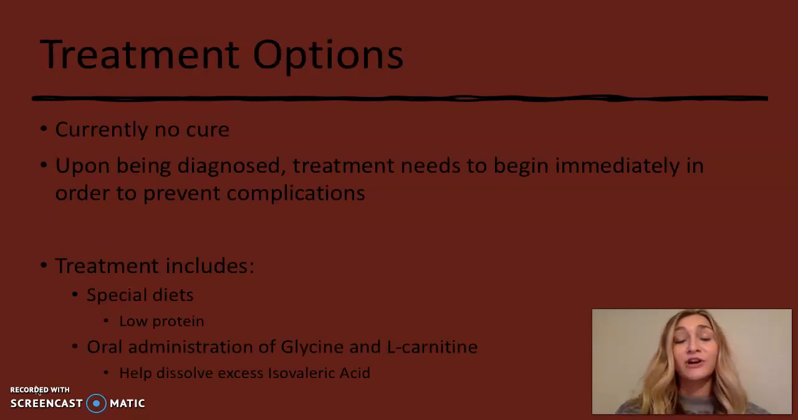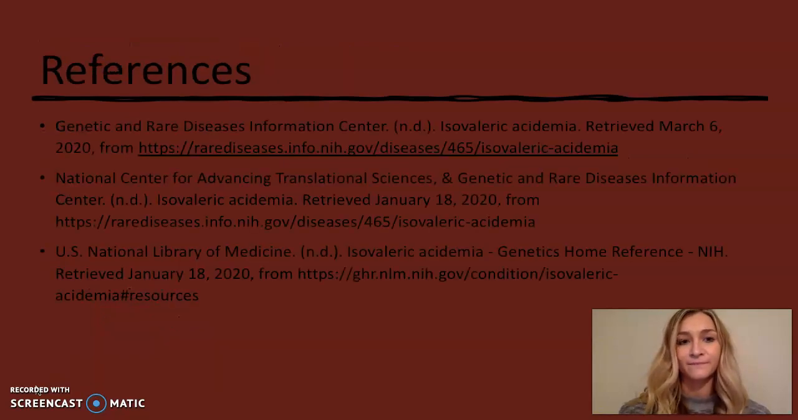Treatment options: there's currently no cure, but not to say there won't soon be. Upon being diagnosed, your treatment needs to begin immediately to prevent complications that can occur from the organic acids building up within your body. Certain treatments that are currently used the most to help the side effects of this genetic mutation are special diets that are low in protein, and then oral administration of glycine and L-carnitine. Both of these will help dissolve the excess isovaleric acid within the body.